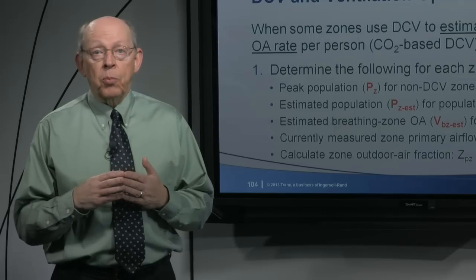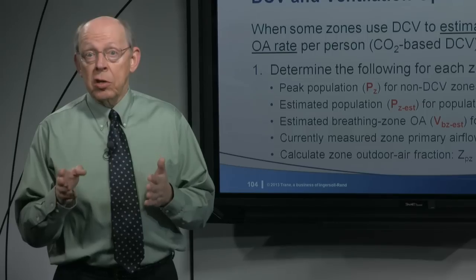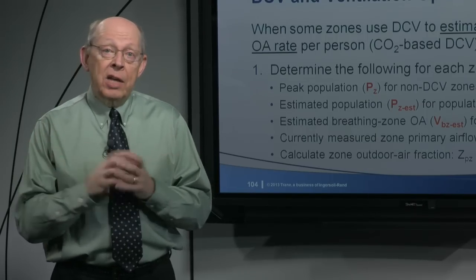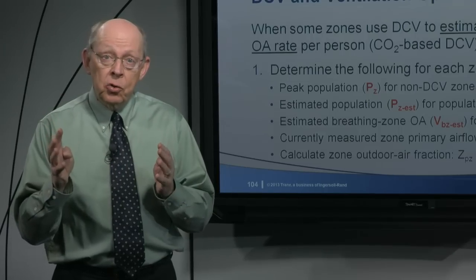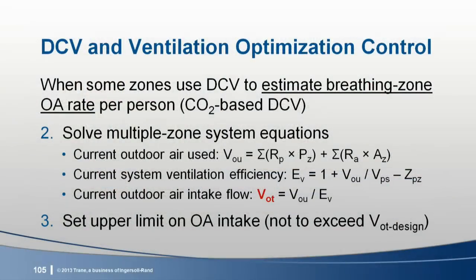If you choose this approach, be sure to combine it with occupancy sensors in the demand control zones. That way, unoccupied zones with elevated CO2 levels won't be overventilated by mistake. As before, use these zone values to solve the multiple zone system equations for the current system outdoor air intake flow.